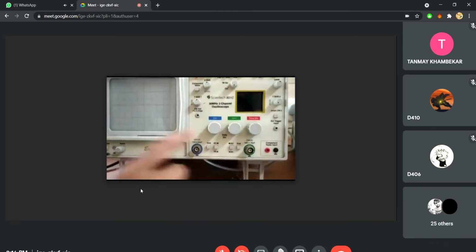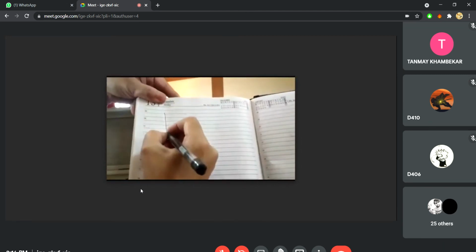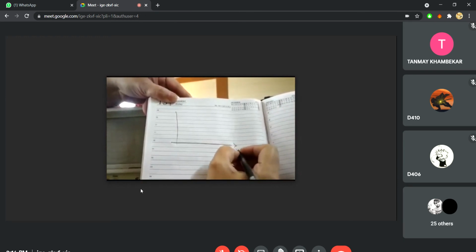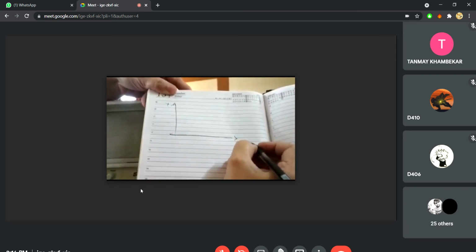You know when you see any waveform, there are two axes. When I draw any waveform, this is the x-axis and this is the y-axis, where this gives me the magnitude and this gives me the time.